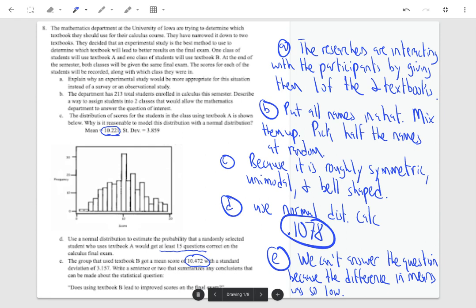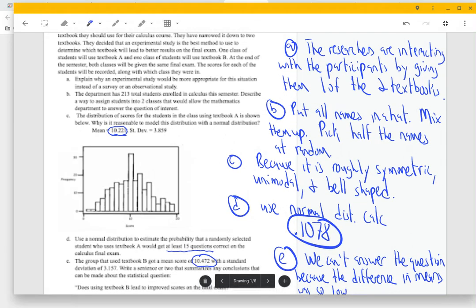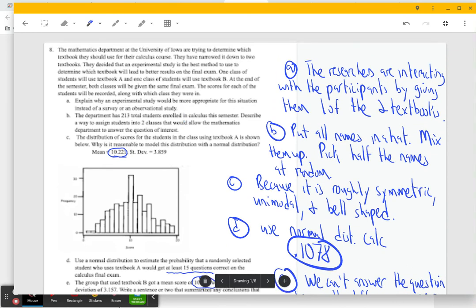So the likelihood is that textbook B does not really make a difference, does not really increase scores on that exam. So we can't really answer the question. We would need to likely collect more data if we really wanted to know whether textbook B made a difference or not. And that is it for number 8.